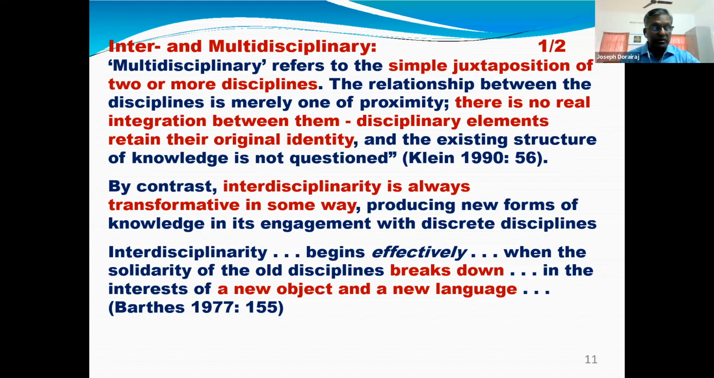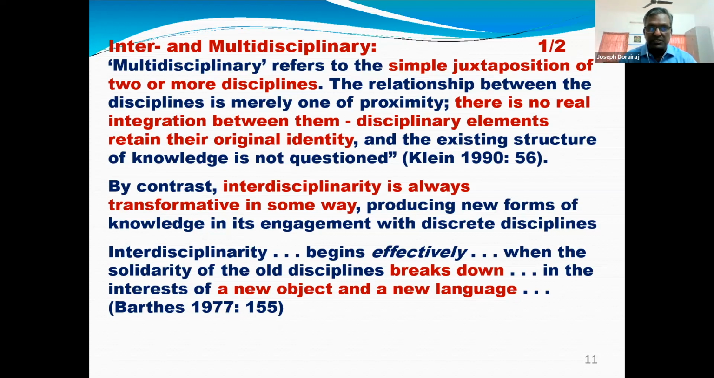So this is a quote from Klein. So Klein makes it very clear. Two or more subjects, two or more disciplines, they are juxtaposed. They happen to sit next to each other, but there is no real conversation between them or among them.